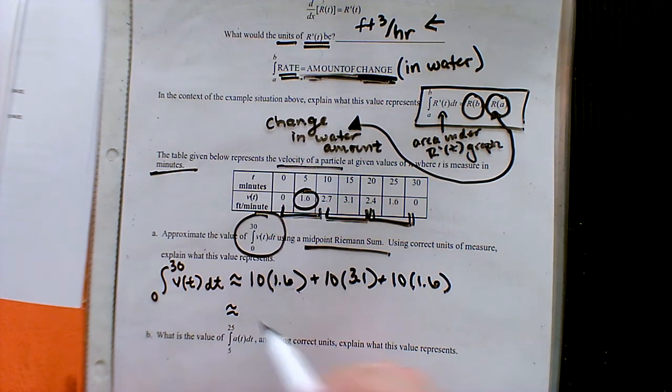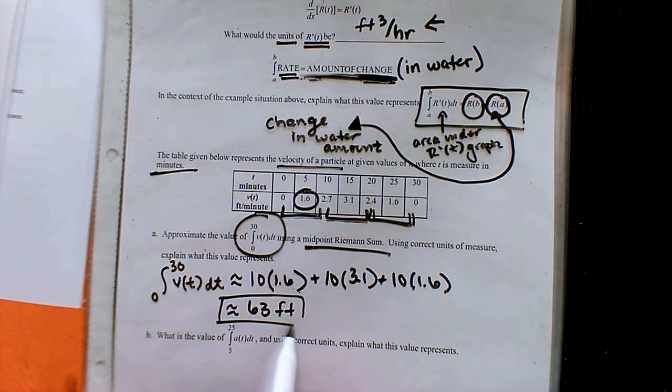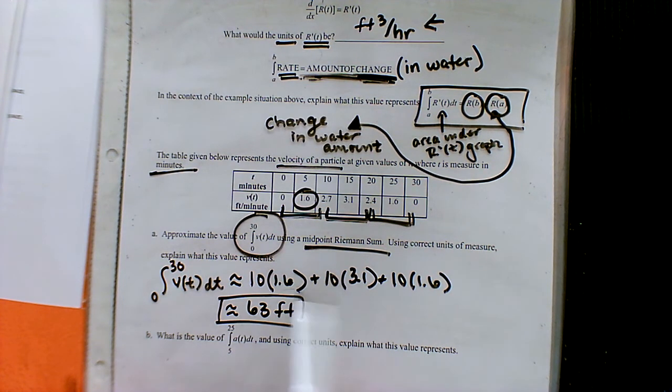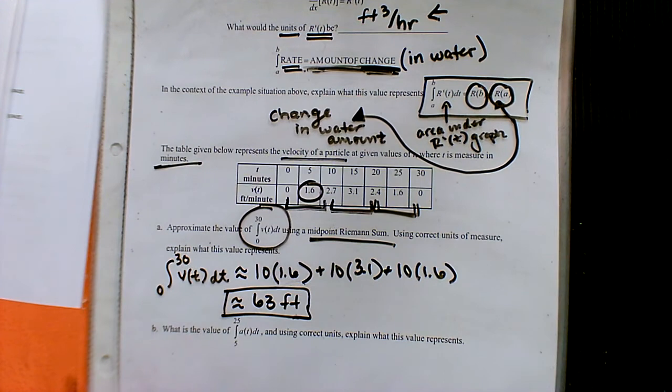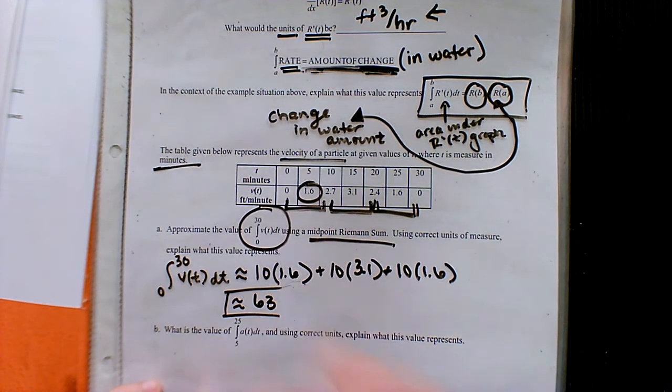Oh, you already got it? Look at that. Oh, I guess you can just move decimals. So 16 plus 31 plus another 16. 63. All right. I didn't mean to put the unit in there.